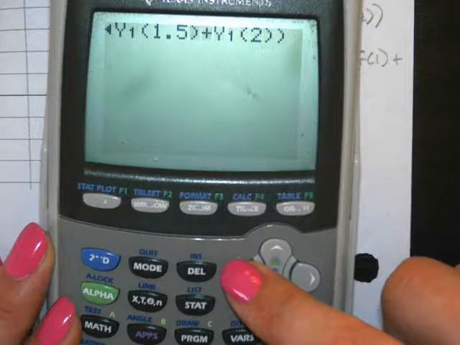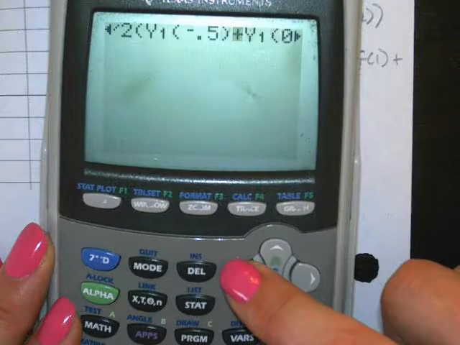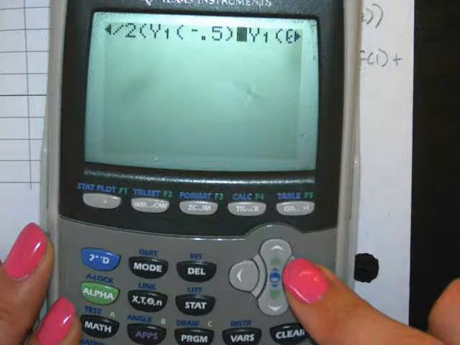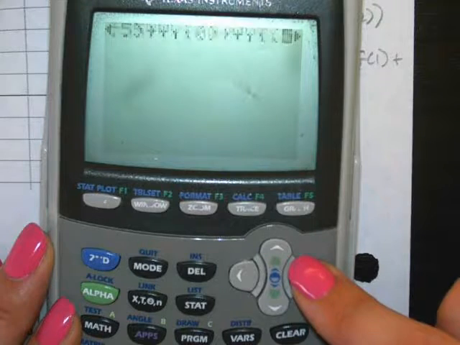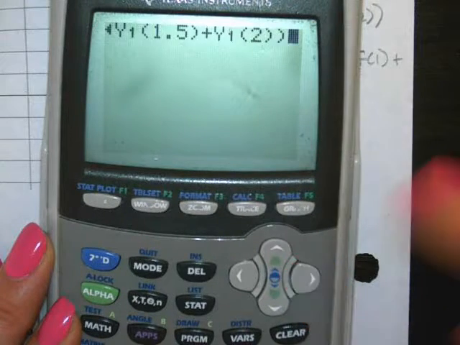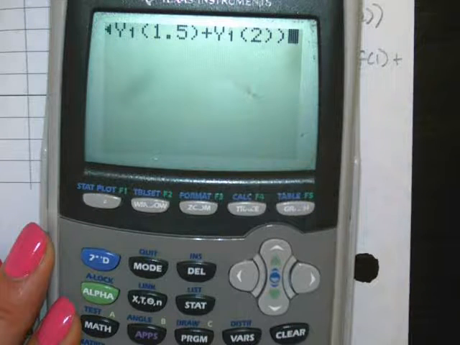Okay? So instead of our calculator saying f of all these things, it's going to say y1 of negative 0.5, y1 of 0, y1 of 0.5, and that is our calculator's way of saying we are taking that function and we're plugging in all those values.